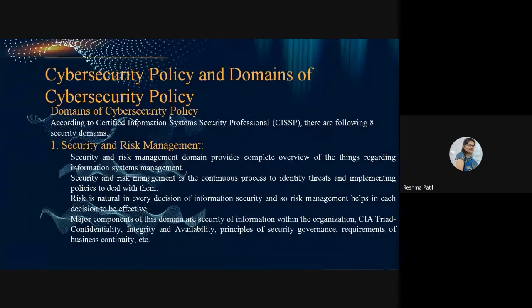This certification will contain 8 security domains. For this domain of cybersecurity policy, I have taken these points, the 8 security domains of CISSP. What is the first domain? Security and risk management.